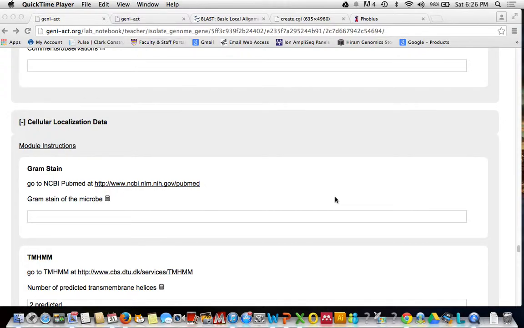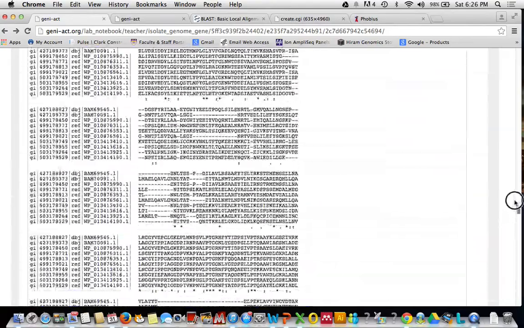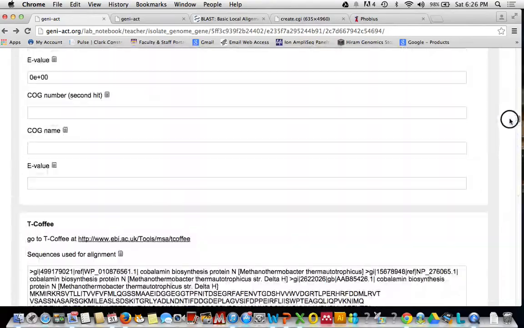Module 3 of genome annotation is the cellular localization data. This module predicts where in your cell the protein localizes. So what you do is you basically scroll through your lab notebook. So let's go back to the top.